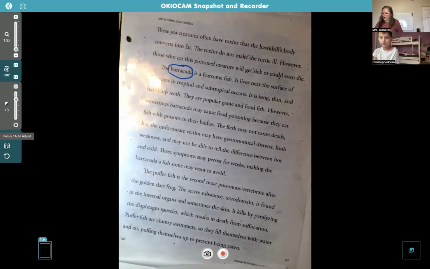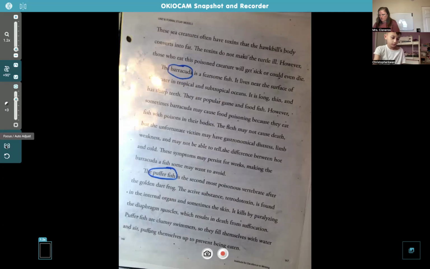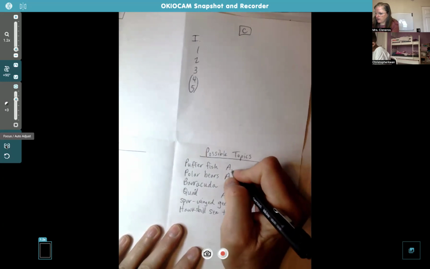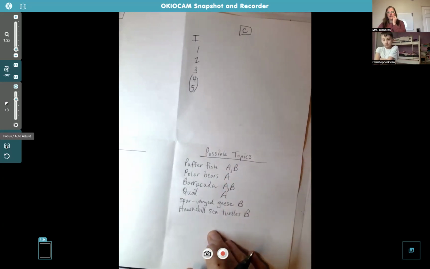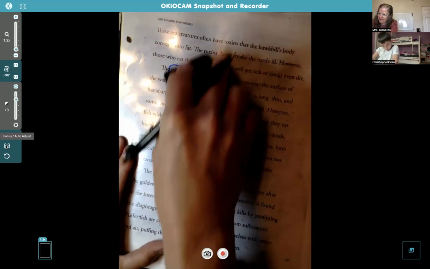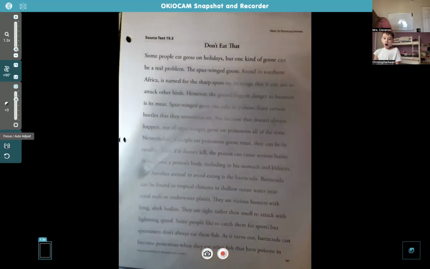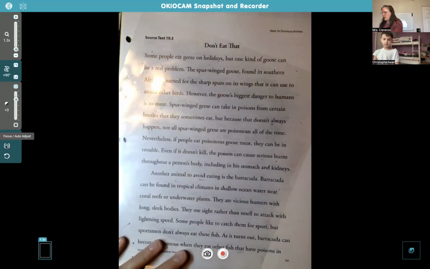Okay. Next paragraph. The pufferfish is the second most poisonous vertebrate after the golden dart frog. Okay, puffer fish. We have that. Go ahead and circle it. Next to puffer fish here, we're going to put a comma B. It's in article B. Okay, good. Man, we're cooking. All right, and that was the end of that article.